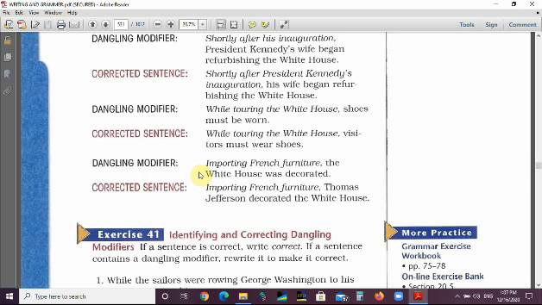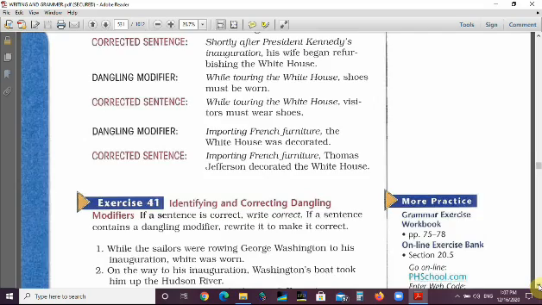Number 3: Importing French furniture, the White House was decorated. We understand that the White House imports French furniture, and the White House is a building. So it should be corrected this way: Importing French furniture, Thomas Jefferson decorated the White House. Look at exercise 41.